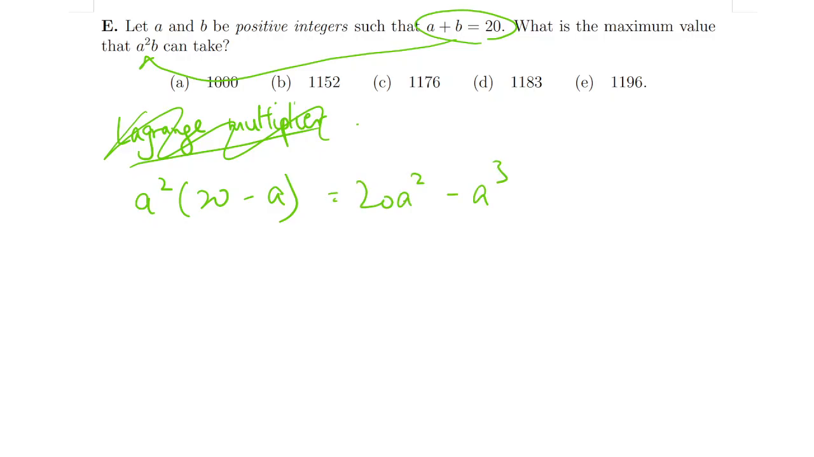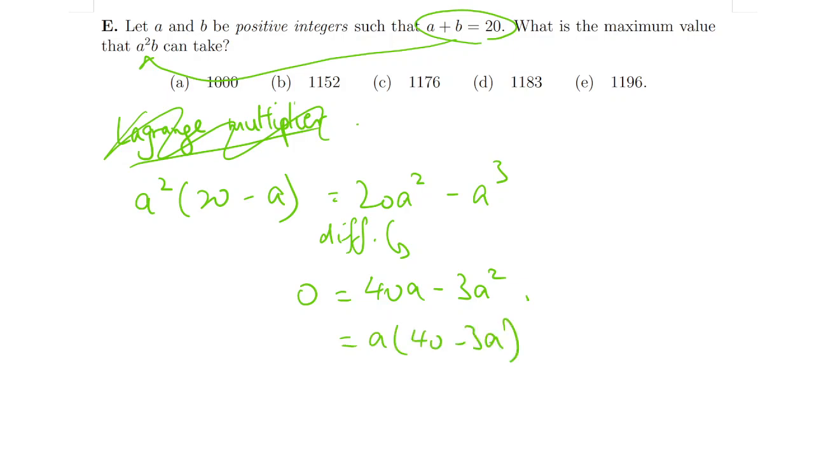So differentiate. This is my very bad notation. How do I indicate that I differentiate? Okay, diff or something. This becomes 0 equals 40a minus 3a squared. Yeah, 40a minus 3a squared. And we solve this. a times 40 minus 3a. So a is either 0 or a is 40 over 3.